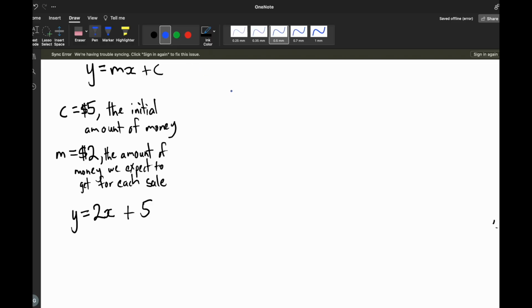We sell our first tea time. Okay? So tea time sold. After we sell our first tea time, how much money do you expect us to have? So we started off with $5. Nice. And we sell one tea time. So that means by then we would have $7.